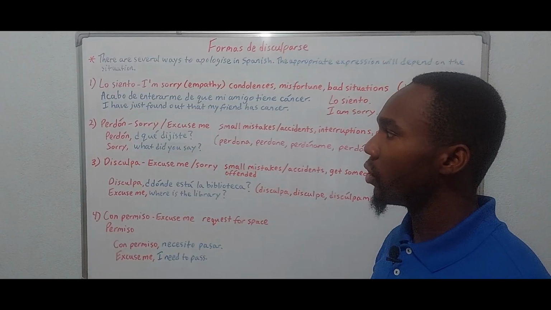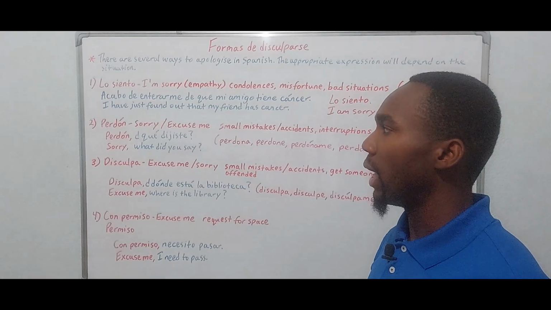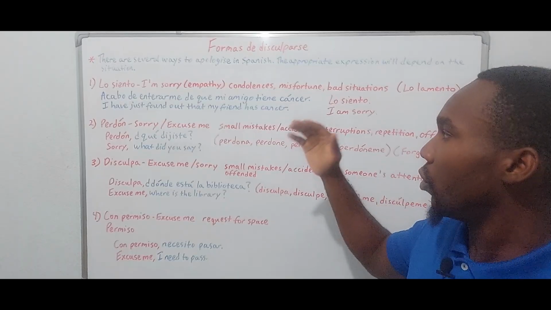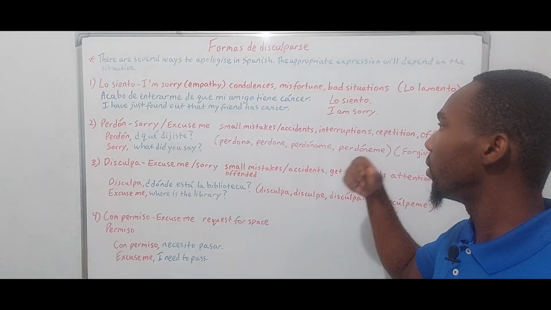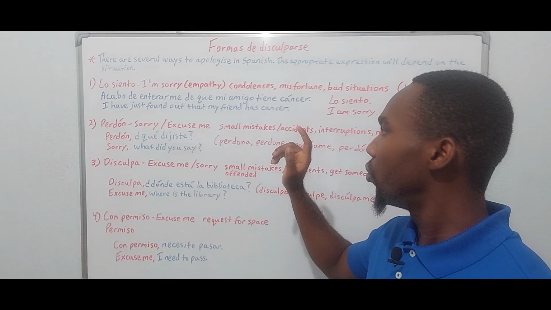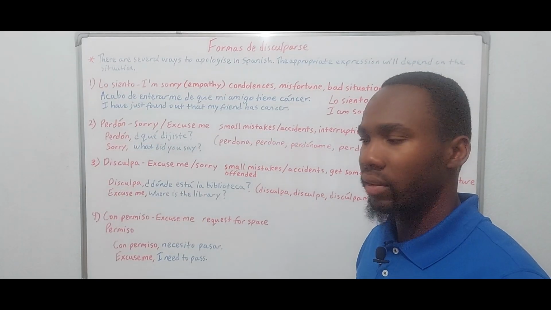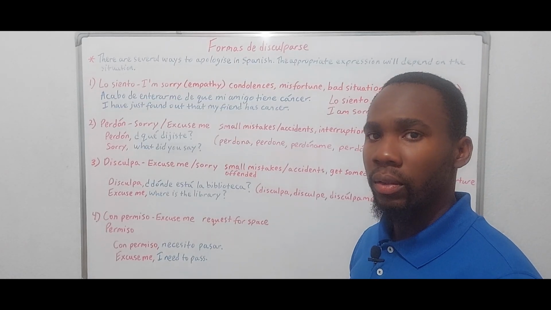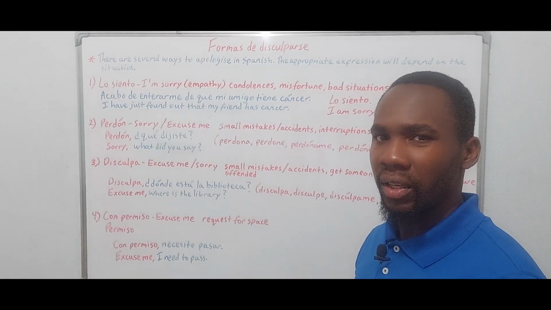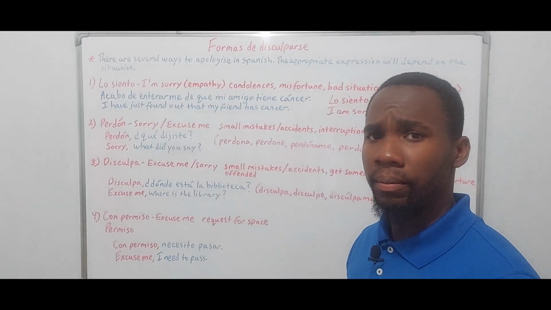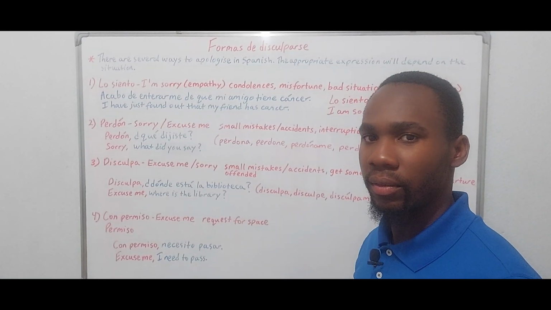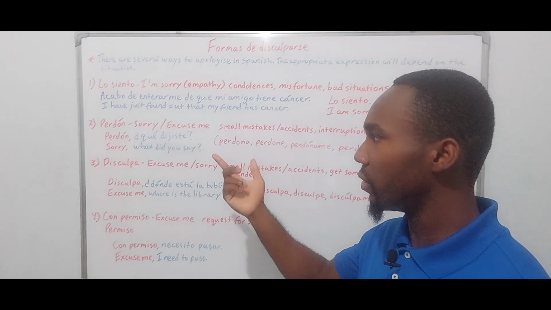Dos, perdón. Perdón. That can translate as sorry or excuse me, but let's look at the context. So we use it for small mistakes or accidents, interruptions, repetition, and offending. I'll explain, okay? So small mistakes or accidents. Let's say you accidentally bump into someone in the street, you step on someone's toe, etc., right? You know, small stuff like that where, pardon, yeah, where it is unintentional, right? So we would use perdón for that, all right?